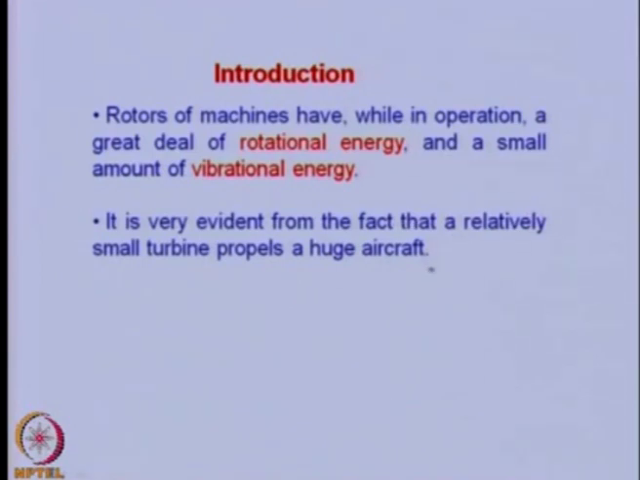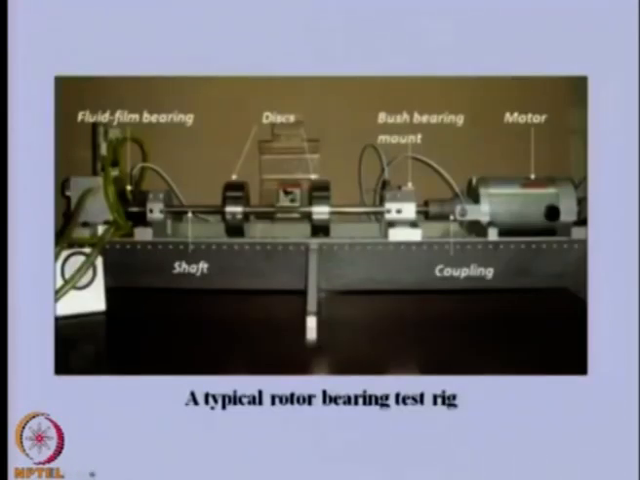a huge aircraft. And with this figure, I just want to introduce the basic components of a rotor, especially in a laboratory. So here is a motor which drives a shaft through a coupling. The shaft is supported on two bearings here. One is a bush bearing, the other end is a fluid film bearing, and on the shaft there are two heavy discs. The shaft is relatively massless or flexible, and there is a rigid base generally which is fixed to the heavy foundation. So this is the very basic components of a rotor system in a laboratory.